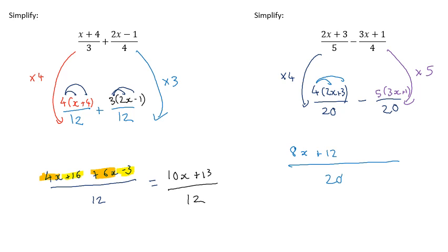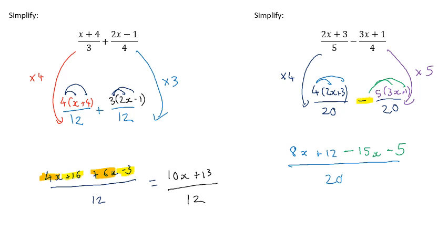And then you need to be super careful here. This is when most people are likely to go wrong. We've got a negative sign here, we're subtracting. Because of that, what we are doing is negative 5 times 3x, which is negative 15x. And then we've got negative 5 times 1, which is negative 5.